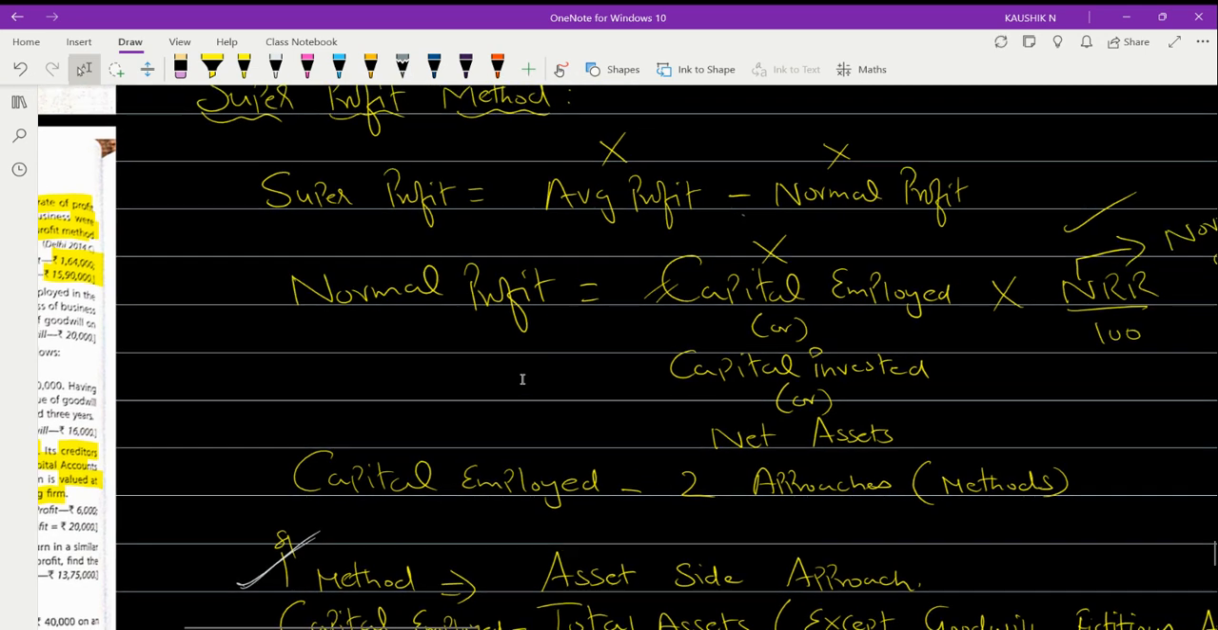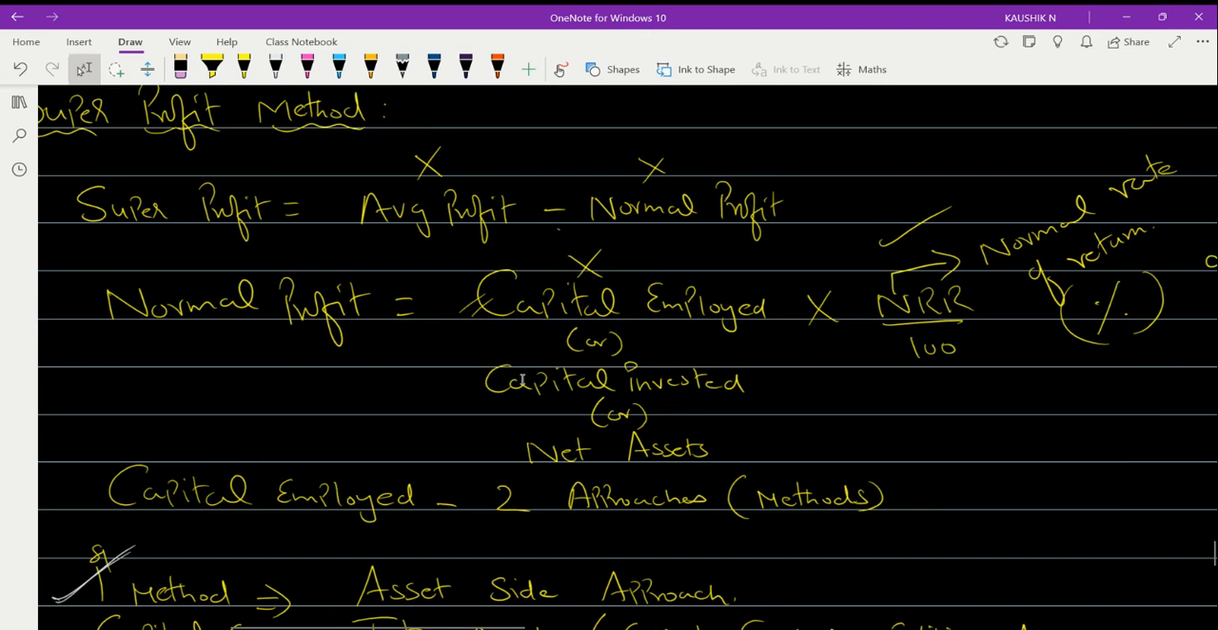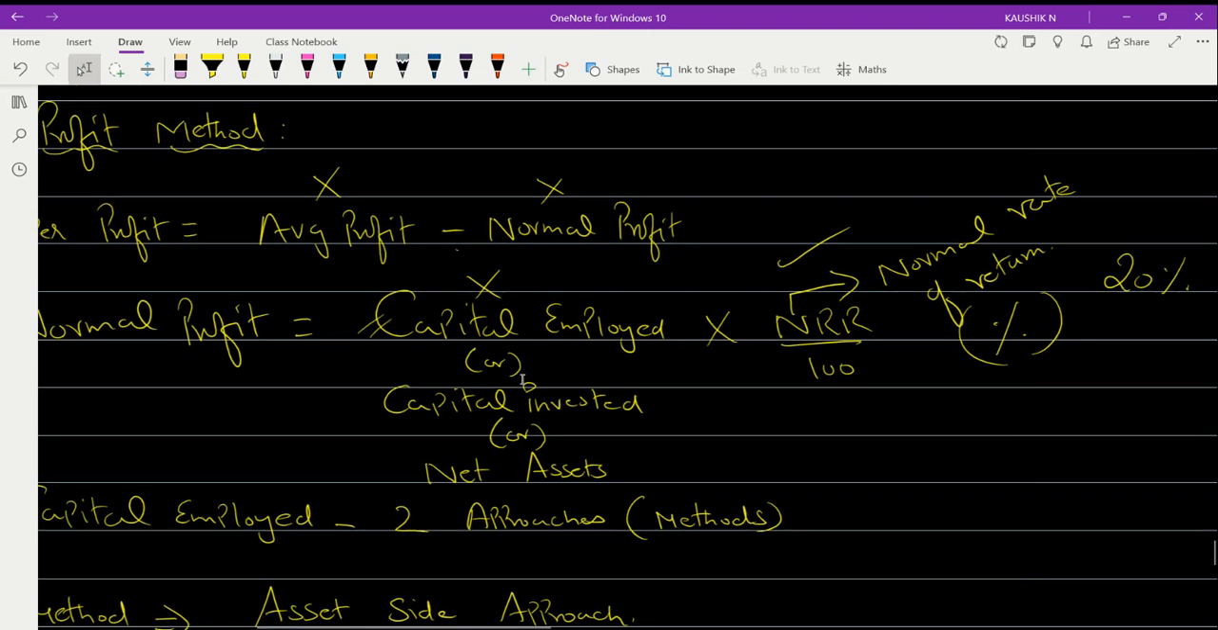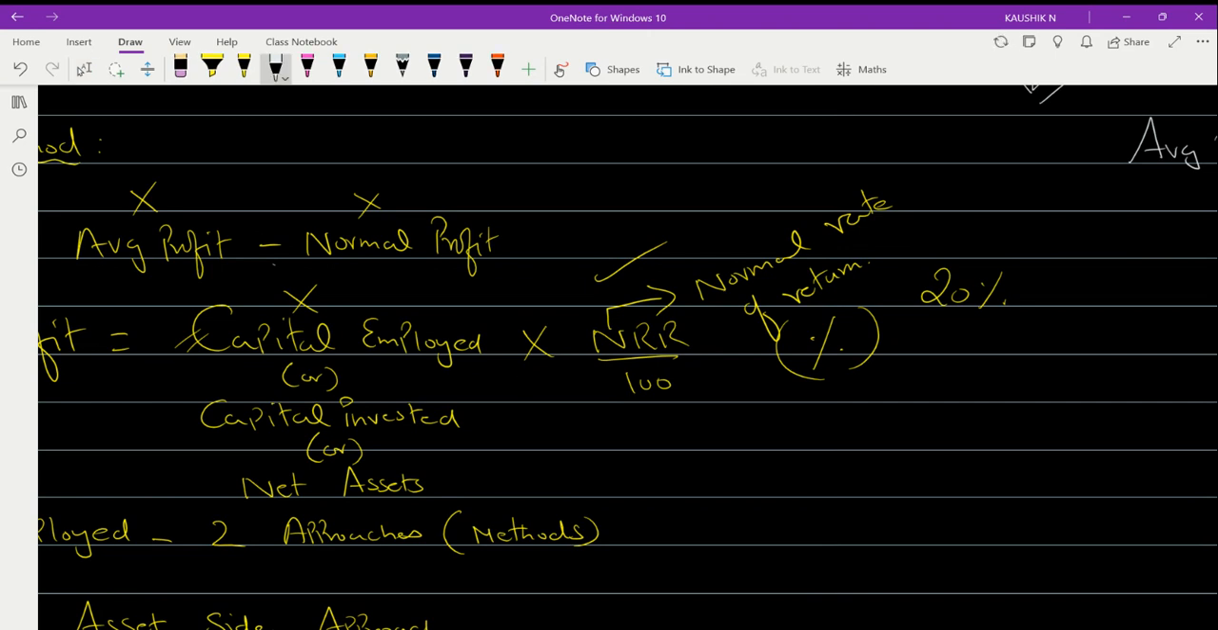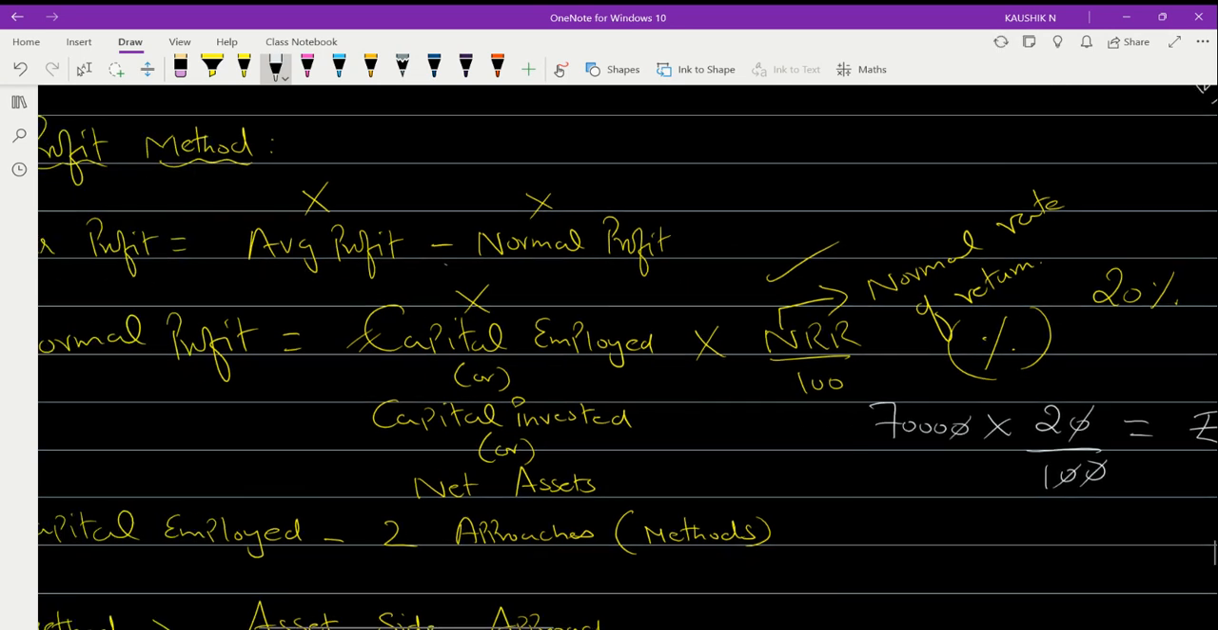Okay, right. Now you have to substitute it in this particular formula. Normal profit is equal to capital employed into NRR by 100. So normal profit is equal to capital employed, which we just got, 70,000, into NRR 20 percent, 20 by 100. 7,000 into 2 will give me an amount of rupees... 14,000.